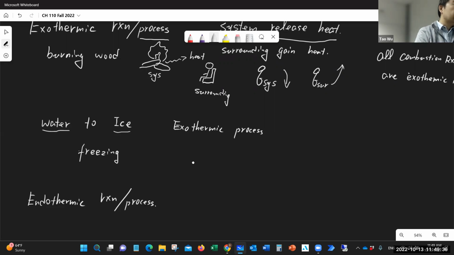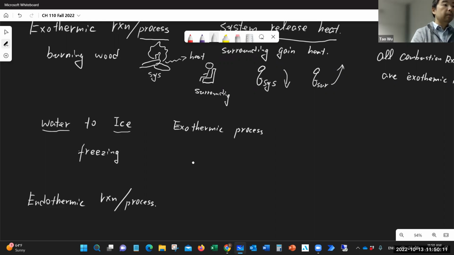Why? You can think about what the temperature of water is. It's above 0 Celsius. And what is the temperature of ice? It's below. So after the process, it goes from high temperature to low temperature. That means the system is losing energy. That makes sense, right? So this process is an exothermic process. The system is losing the heat. That is why this is called an exothermic process.